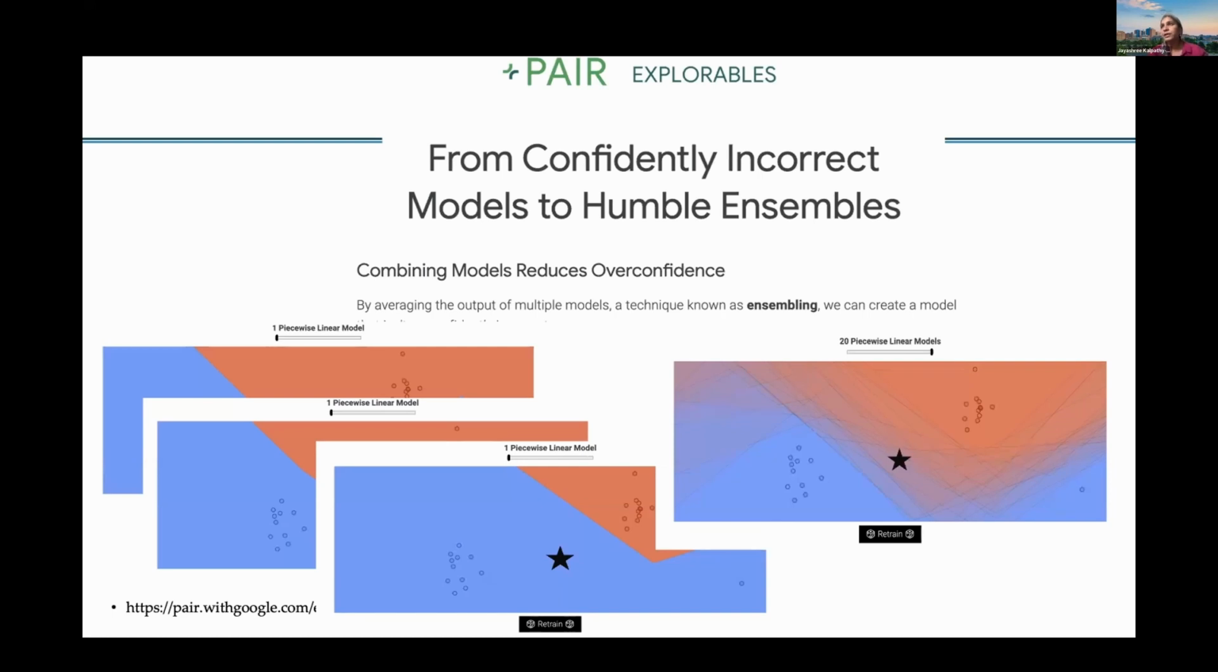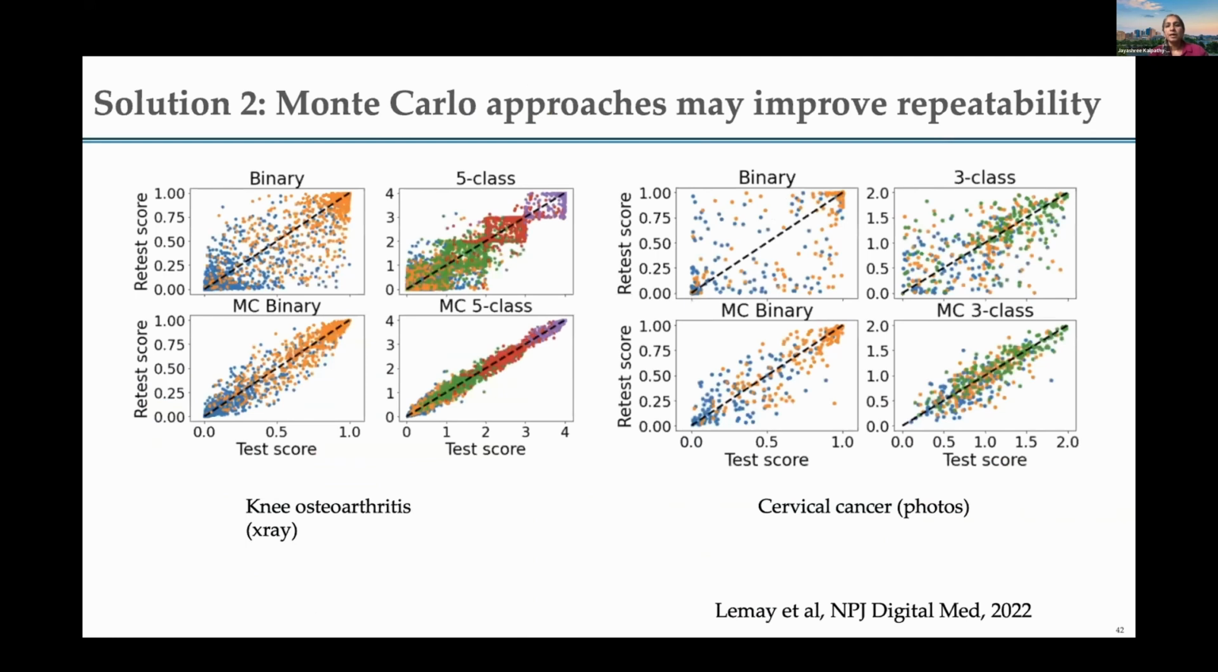One way in which people have approached that is this notion of ensembles. Instead of having one model, you have 20 models in this case. So you get this nice smooth boundary. And instead of saying that the probability of the star is either 0 or 1, maybe you say it's 0.4 or 0.6. At least that way, you know it's close to the decision boundary, and you need to be a little more careful about how you interpret the results.